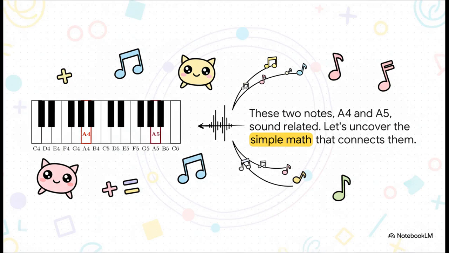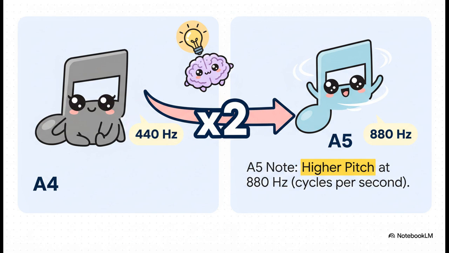Okay, so let's jump right in with something we've all seen before, a piano keyboard. We're going to focus on these two specific notes, A4 and A5. Now, if you play them, they sound like the same kind of note, right? Just one's higher and one's lower. Musicians call this an octave. But what's actually physically happening to make them sound so connected? Here is our very first clue.